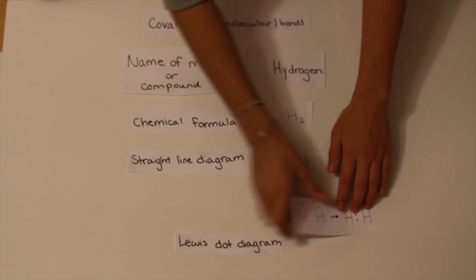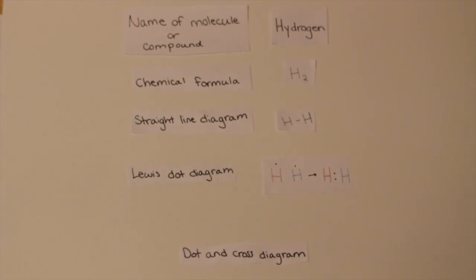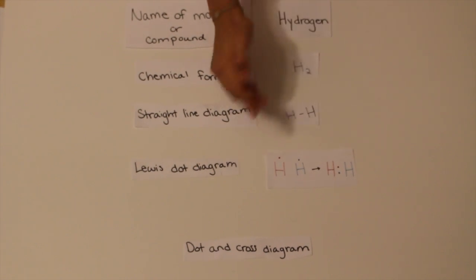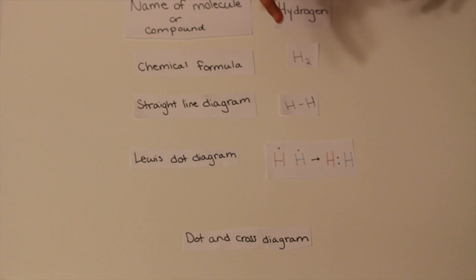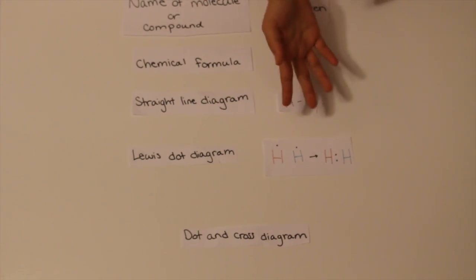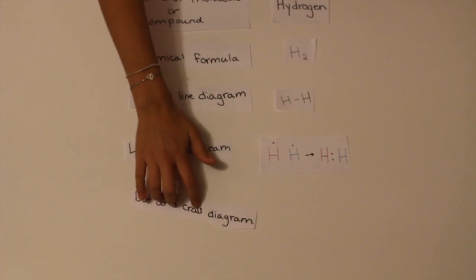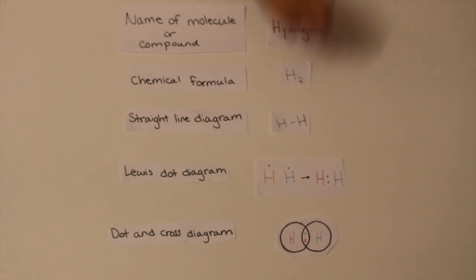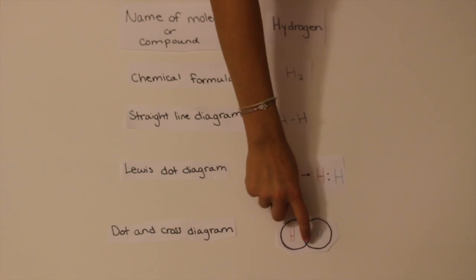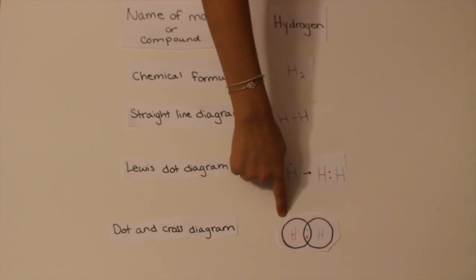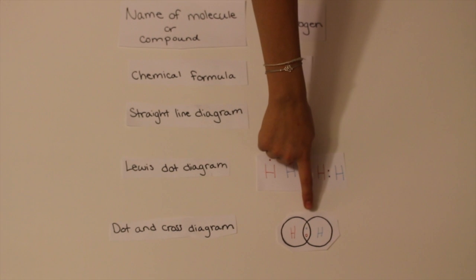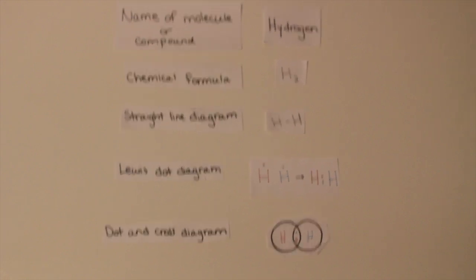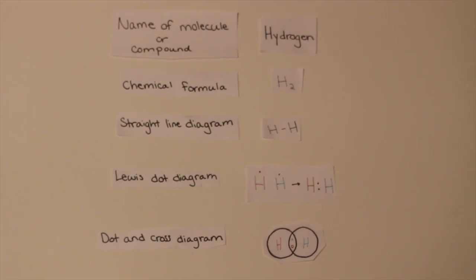In the Lewis dot diagram, we would represent hydrogen as this. Each hydrogen atom has one electron, which is the dot above them, and when they bond, they share them between the two of them, and that makes them have a full valence shell, and they're happy. And same thing with the dot and cross diagram. We have two hydrogens. The dot represents the electron for this hydrogen, and the cross represents the electron for this hydrogen when they bond, and that makes it have a full valence shell and makes it happy like all the others.